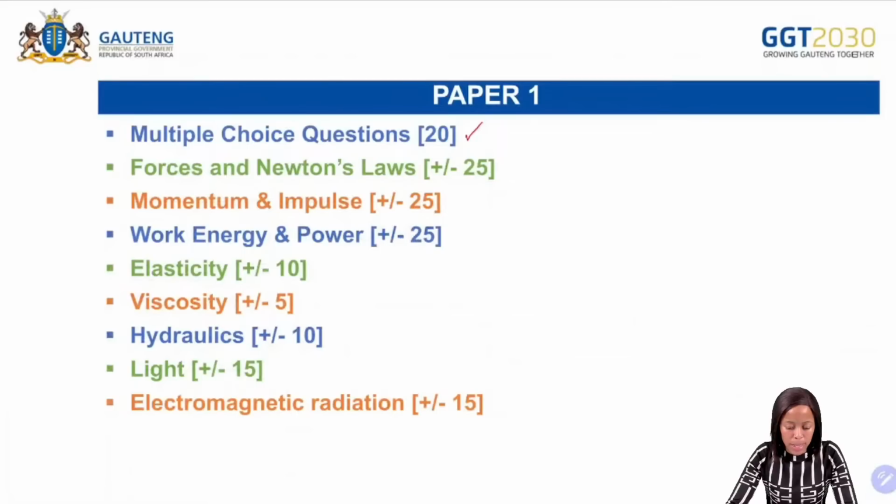of 20 marks. Then you have forces and Newton's laws, which has plus minus 25 marks. Then momentum and impulse, plus minus 25 marks. Your work, energy, and power has plus minus 25 marks. Then you have elasticity, plus minus 10 marks. Viscosity, plus minus 5 marks. Hydraulics, plus minus 10 marks. And your light, which has plus minus 15 marks. Then the last one is electromagnetic radiation, which will have plus or minus 15 marks.